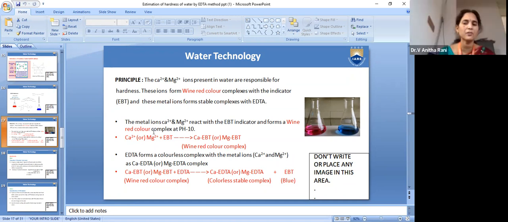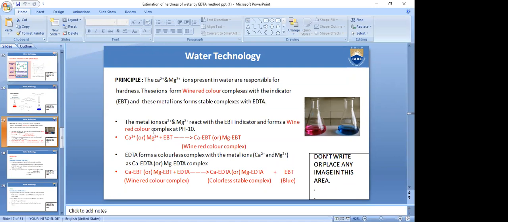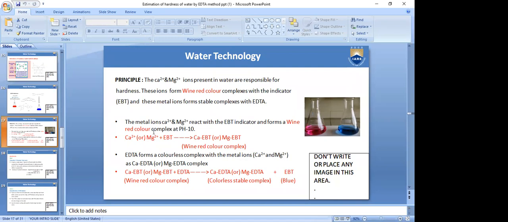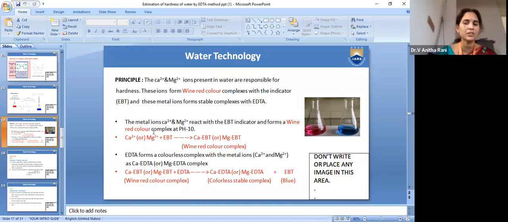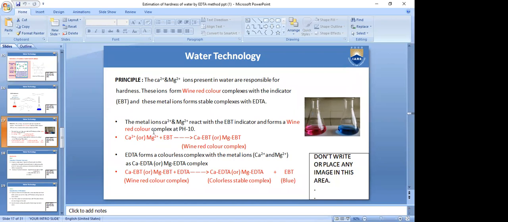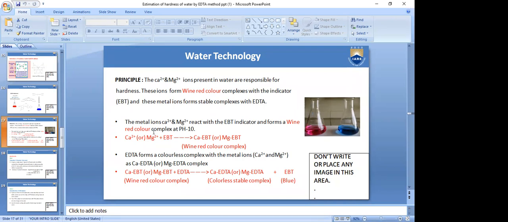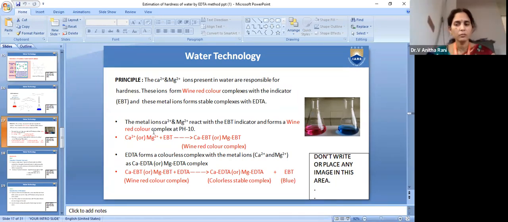What you are adding in the tap water? EBT, ma'am. What is EBT here? Indicator. EBT is indicator. Okay. Which color it is? Blue color, ma'am. Blue. What you are adding in tap water? Buffer. Okay. So what color it changes, ma? Wine red color, ma'am.